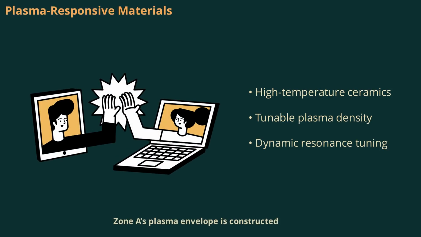Zone A's plasma envelope is constructed from high-temperature ceramics and conductive composites. These materials support tunable plasma density, which is controlled via RF injection, microwave pumping, and ionization lasers. The Helmholtz resonance of each cavity can be dynamically adjusted to match environmental conditions.